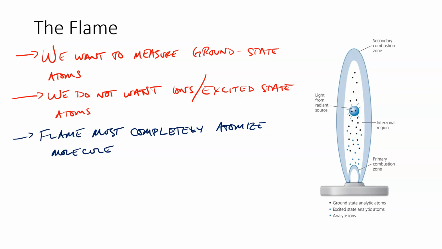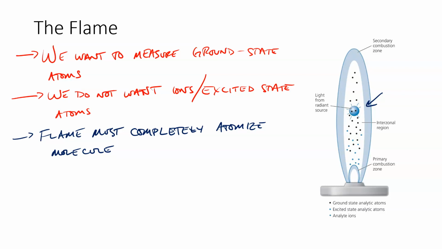And so if we take a look here, of course, if you've seen a Bunsen burner, there's that inner cone and then the outer cone of the flame. The flame in an AA is exactly the same. You're going to have this inner, smaller primary combustion zone, and that's hopefully where our atomization is occurring. And then outside of that, you're going to have a secondary combustion zone. Now those are the blue colored regions in this diagram, and in between those two is where we want to take our measurement. We want to take it in that interzonal region. And so you can see here the light from the HCL or from the EDL is shown as this sort of blue sun. Right? That's about where we want to take our measurement.